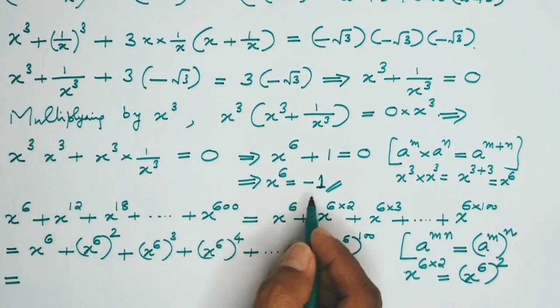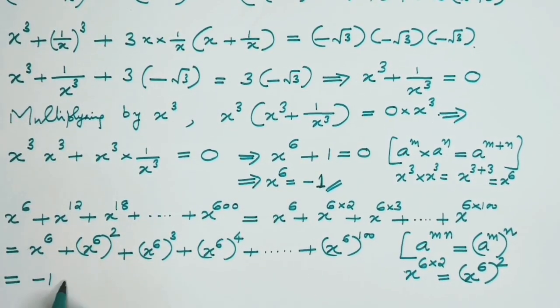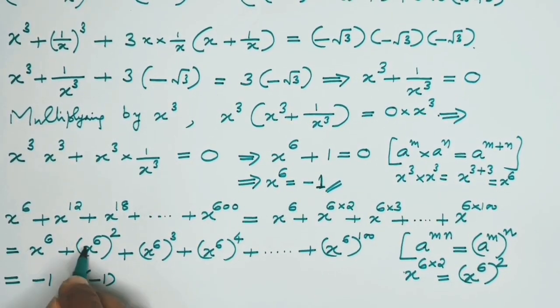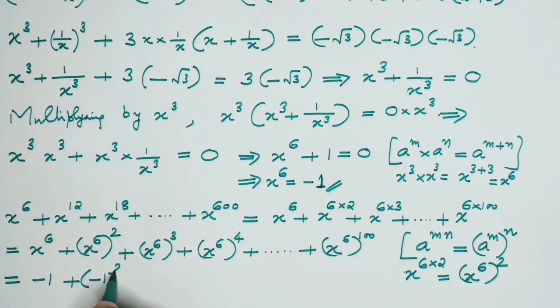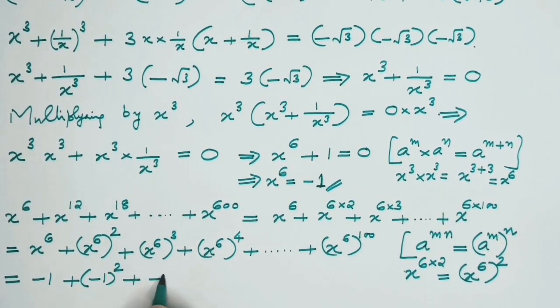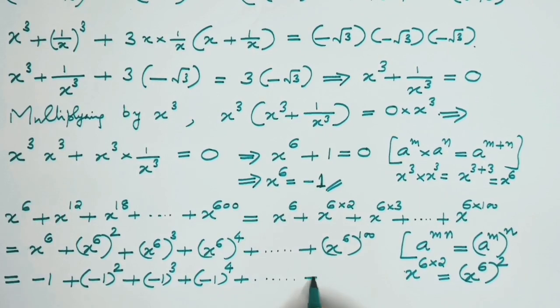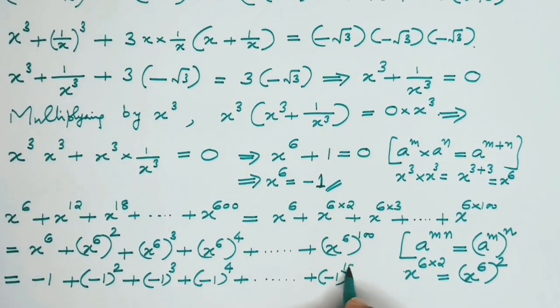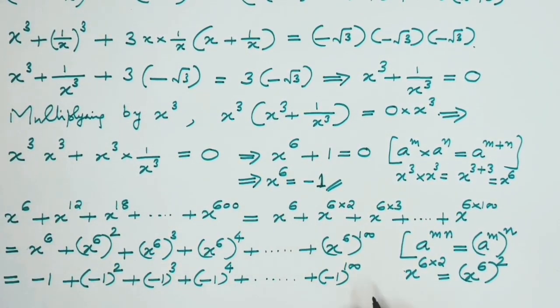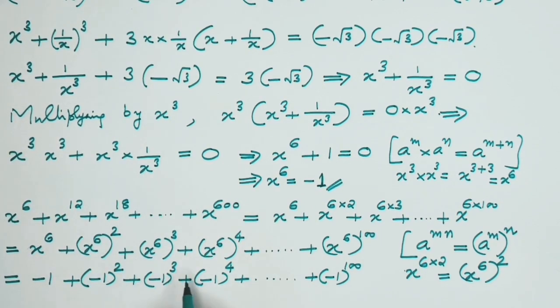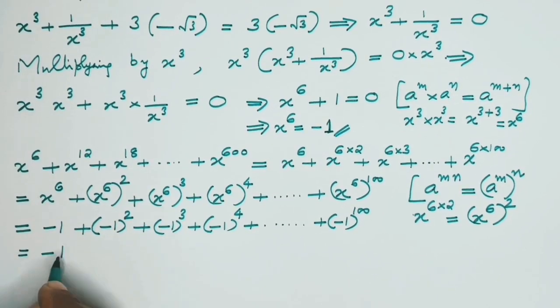So x to the power of 6 is minus 1. The next term will be minus 1, the whole squared. The third term, minus 1, the whole to the power of 3. The fourth term, minus 1, the whole to the power of 4. And the last term, minus 1, the whole to the power of 100. Basically, you have written all the 100 terms as minus 1 to the power of 1, 2, 3, 4 up to 100. Minus 1 I am writing as it is.